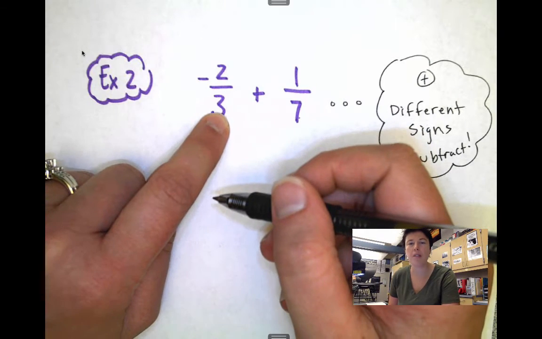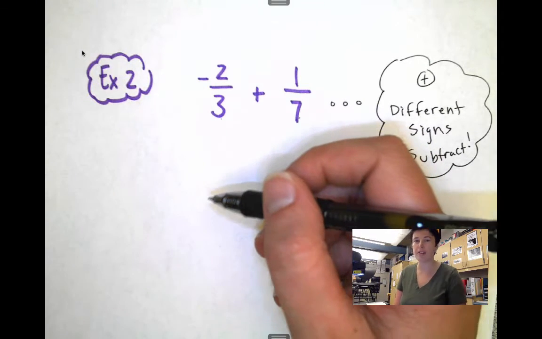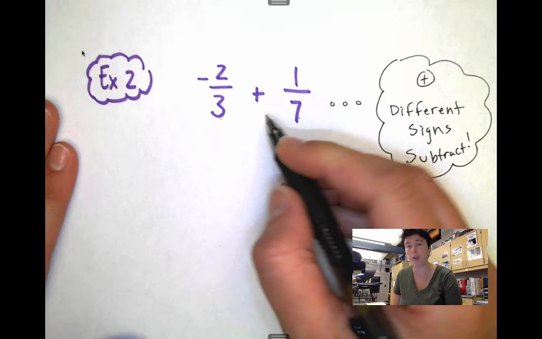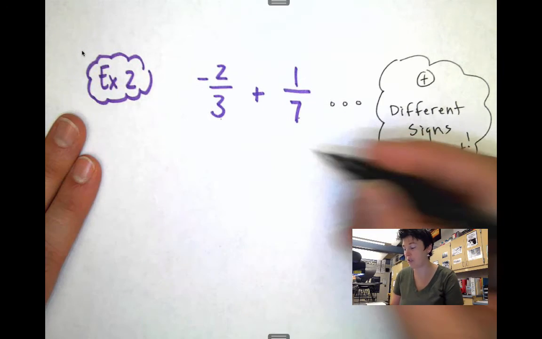So instead, I'm going to use what I call in class the butterfly effect. I'm going to get a common denominator for 3 and 7 by using my butterfly strategy, which is this.